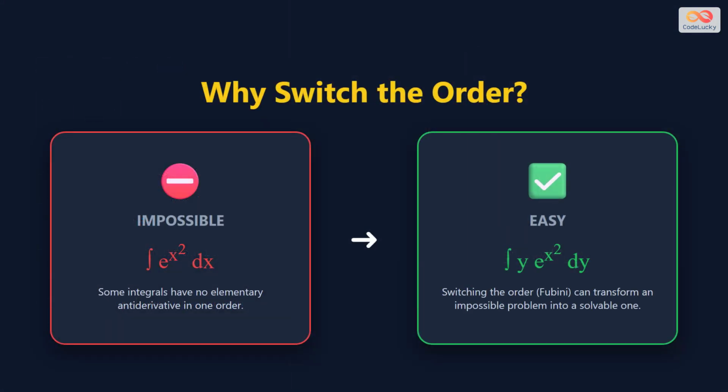You might ask, if the answer is the same, why do we care? The reason is practical solvability. Look at the integral of e to the power of x squared. We cannot integrate this with respect to x using elementary functions. However, if we switch the order to dy first, the problem often simplifies into something we can easily solve.